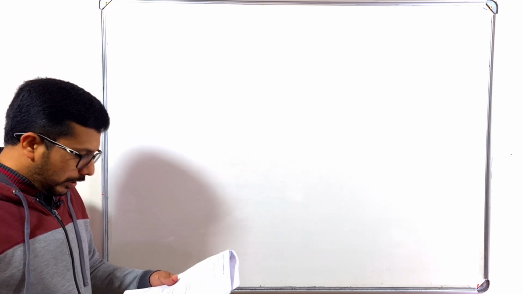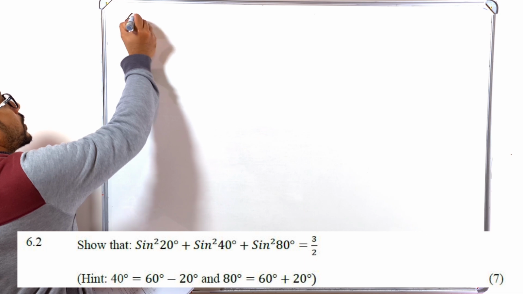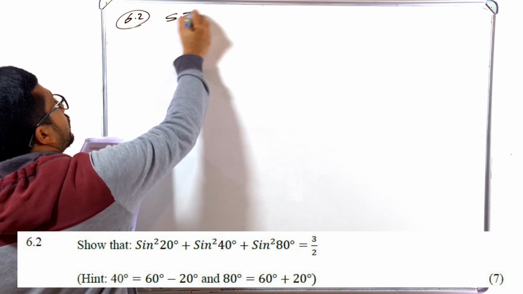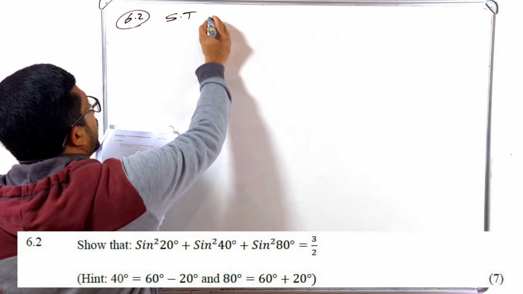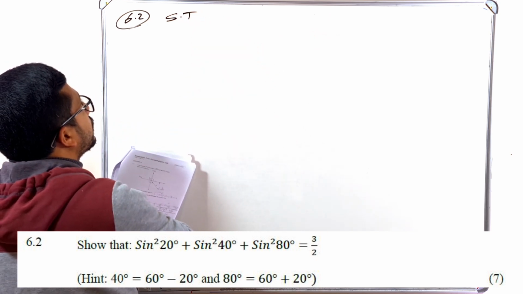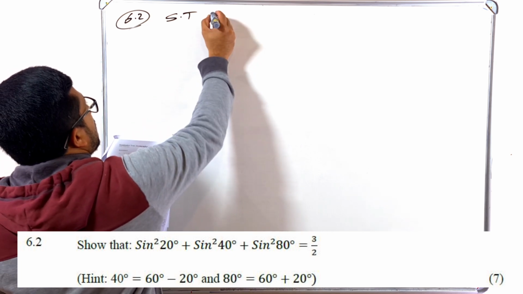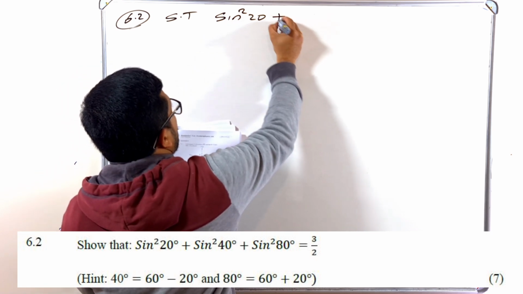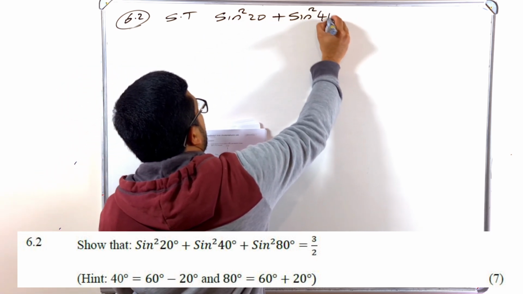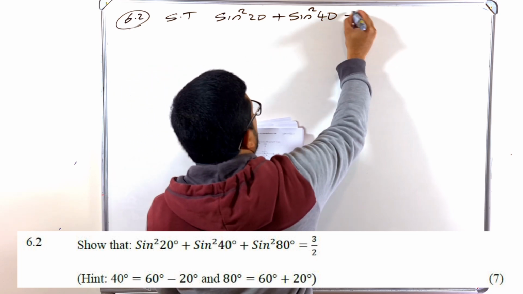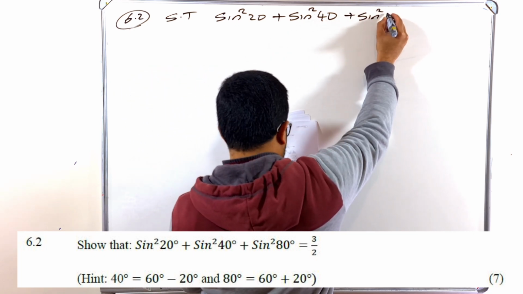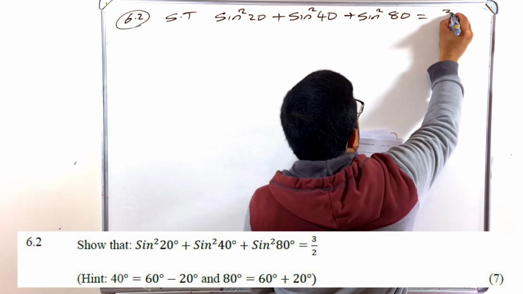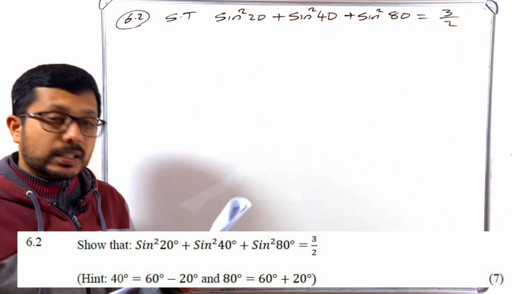Okay, let's go to the next question, question number 6.2. What is that one? Show that, you have to show or prove that, whatever it may be, sin square 20 plus sin square 40 plus sin square 80 is equal to 3 over 2. How many marks? 7 marks.